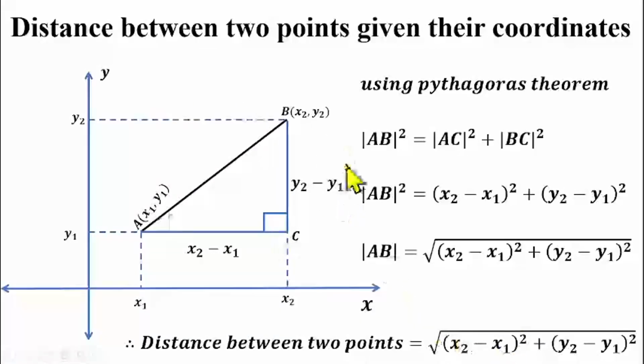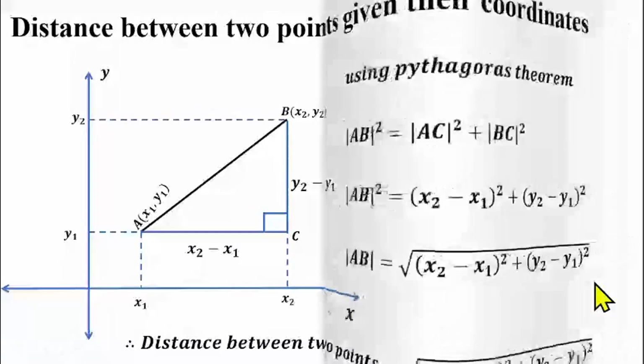Of course, you don't really need to know how it is derived. All you need to remember is that the distance between 2 points, given their coordinates, is the square root of change in x squared plus change in y squared. You must remember this formula, that's why I'm re-emphasizing it. To find the distance between any 2 points, you need the square root of x2 minus x1 squared plus y2 minus y1 squared. Do we understand that? Let's use that to solve some questions.